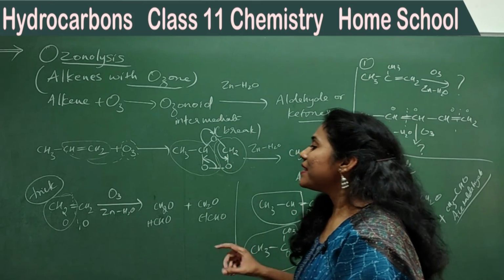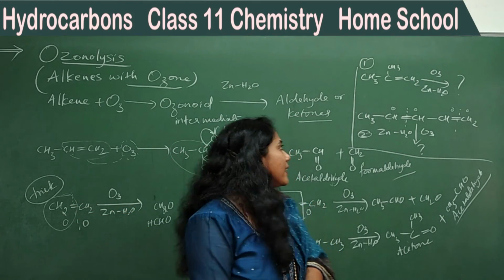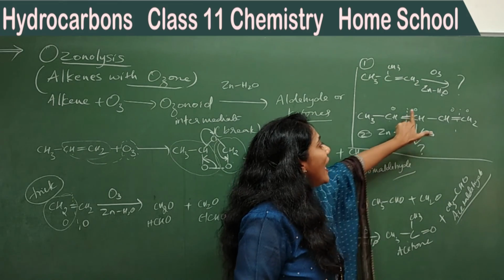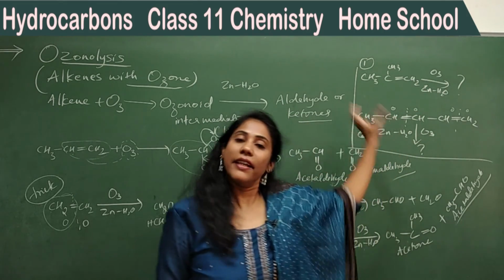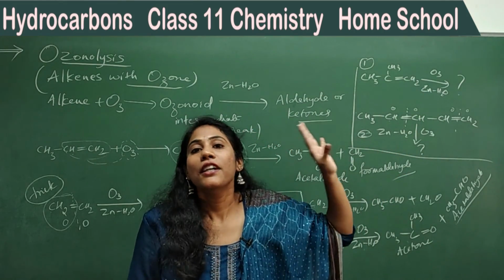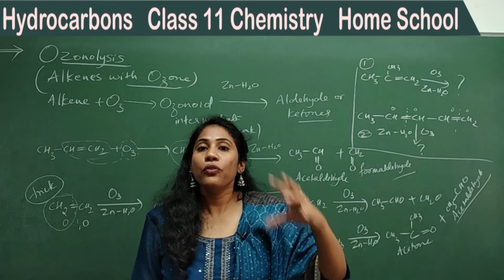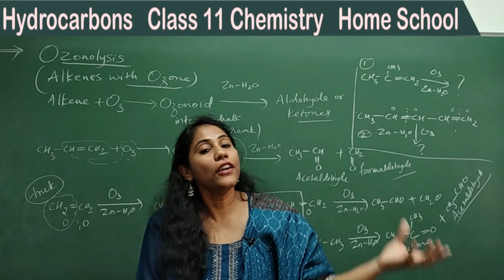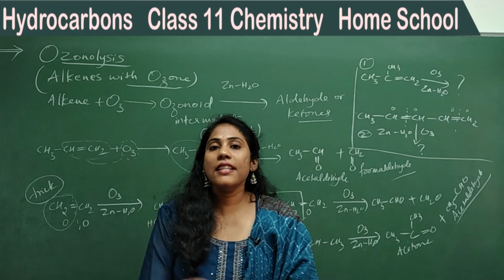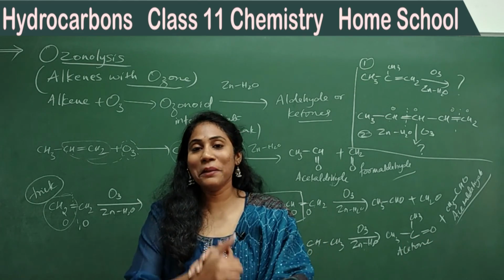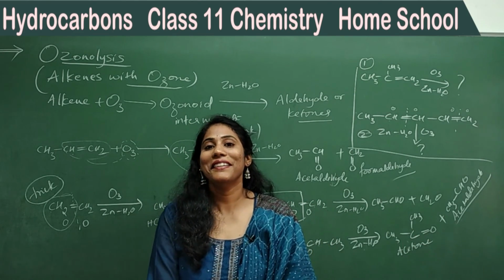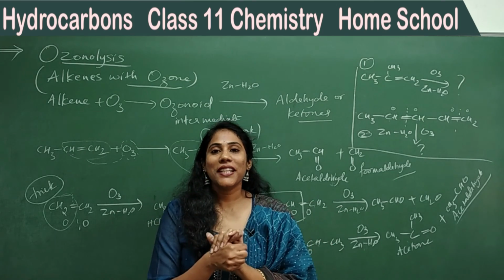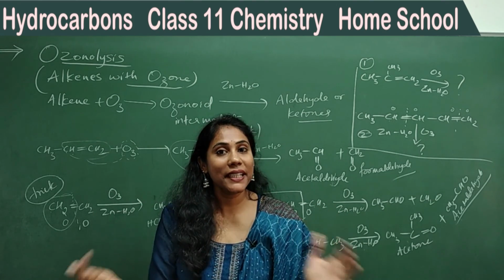So I repeat once again, wherever double bond is there, you break it down, add oxygen atoms to both carbons and show it as a product. Depending on the alkene, you will get aldehyde or sometimes ketone. This is all about ozonolysis. Nothing much to worry about it. That's all about today's video, guys. With this, I have completed alkenes.